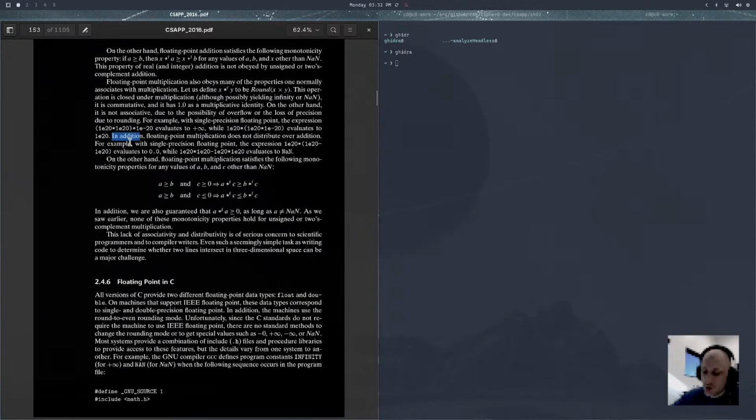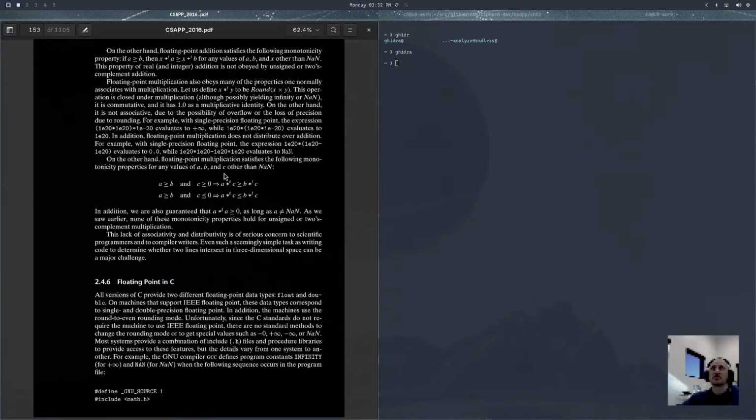So in addition, floating point multiplication does not distribute over addition. For example, in single precision floating point, the expression 1e20 * (1e20 - 1e20) evaluates to 0, while 1e20 * 1e20 - 1e20 * 1e20, with the distribution, evaluates to a NaN. So you can't distribute without hitting these weird situations, potentially.